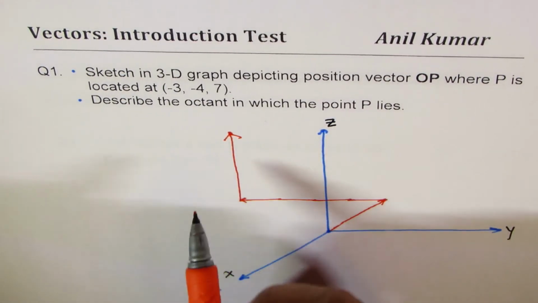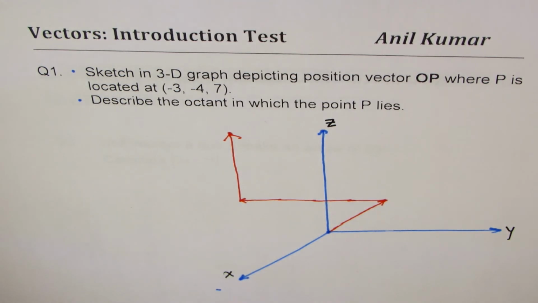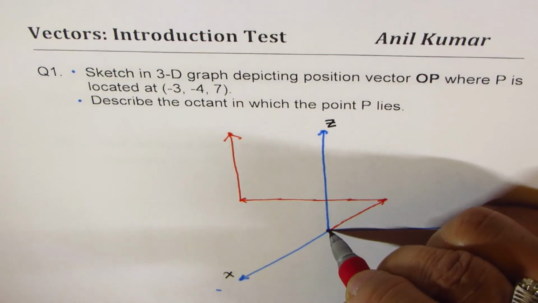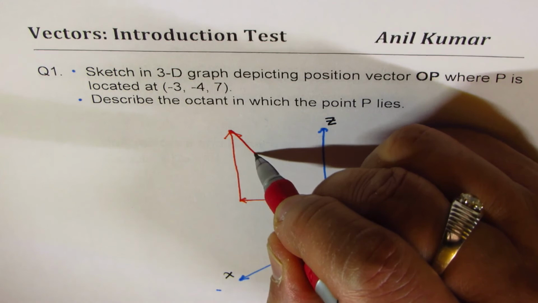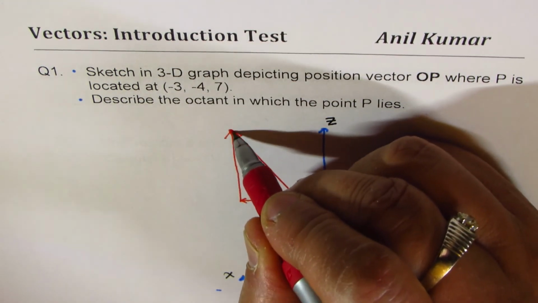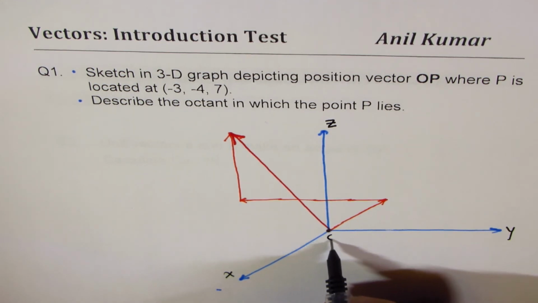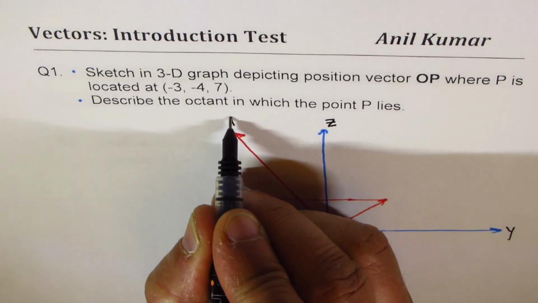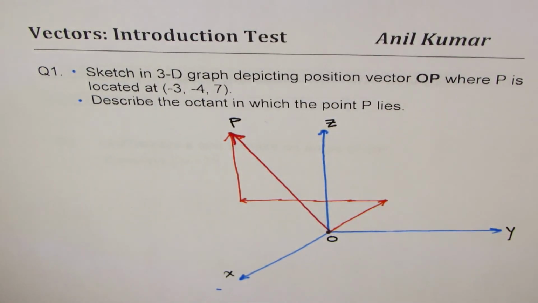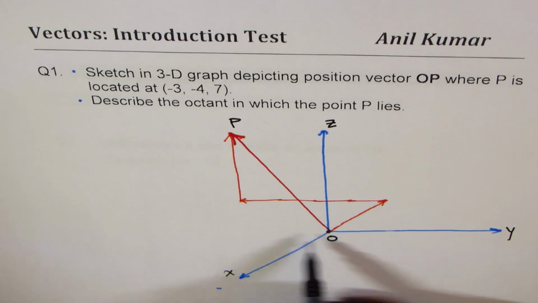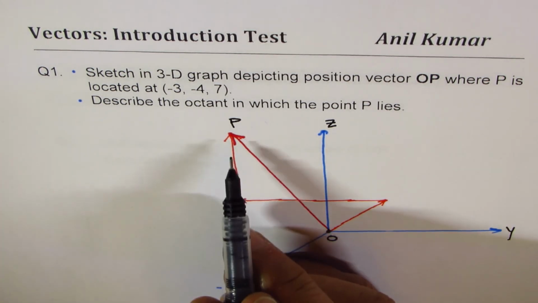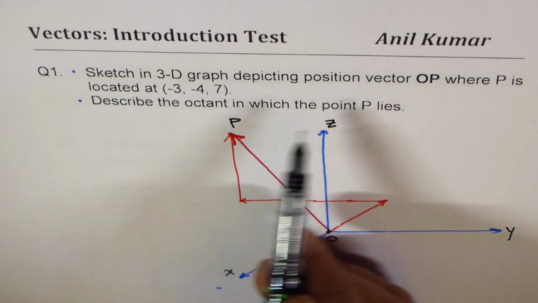So that becomes the vector OP. So we have to show this vector. It's a position vector, so from the origin to the point. So that is the vector OP. Do you see that? So that is how you're going to sketch the vector OP. Normally you might get a triangular paper to sketch it. You can actually form a triangular prism here and then also see in which octant it is.